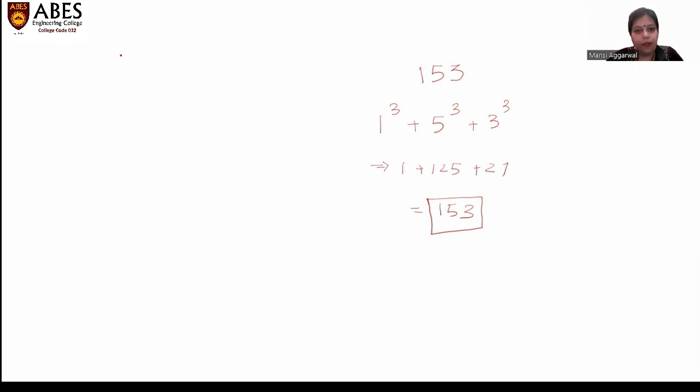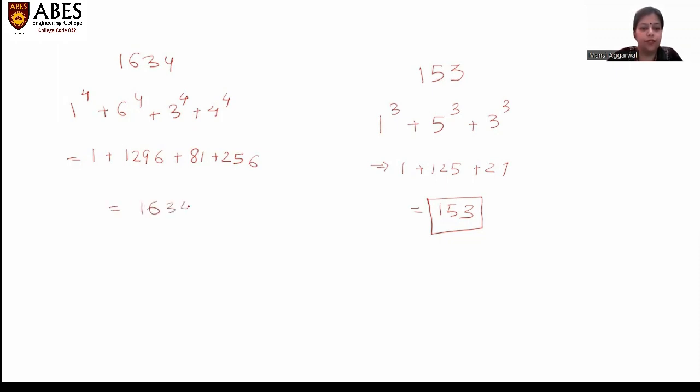In a similar way, take a four-digit number, 1634. Then 1 raised to the power 4 plus 6 raised to the power 4 plus 3 raised to the power 4 plus 4 raised to the power 4 will give us 1 plus 1296 plus 81 plus 256, which comes out to be 1634 itself. Again, this is an Armstrong number.